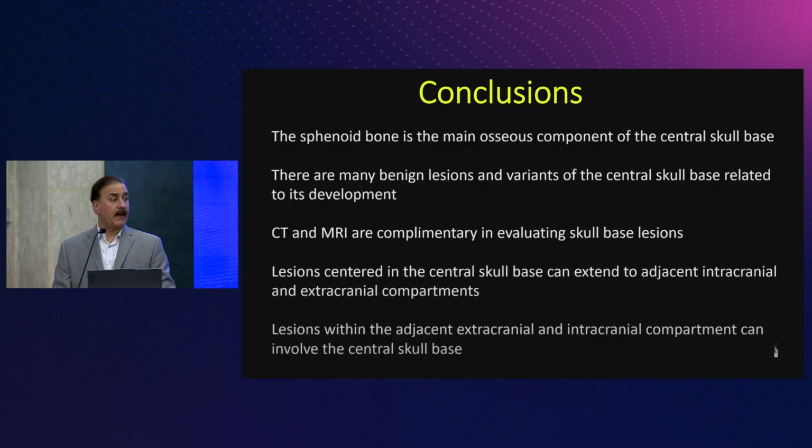Okay, so sphenoid bone is the main osseous component of the central skull base. You can have benign variants. Be careful when you are reading those, because they are no-touch-me lesions, don't biopsy them, don't send your surgeons in to take care of those lesions. CT and MRI, as with most other areas in the head and neck skull base, they really complement each other very nicely, and I showed you a few examples of that. And lesions that are centered in the skull base can extend to the adjacent intracranial and extracranial compartments also.